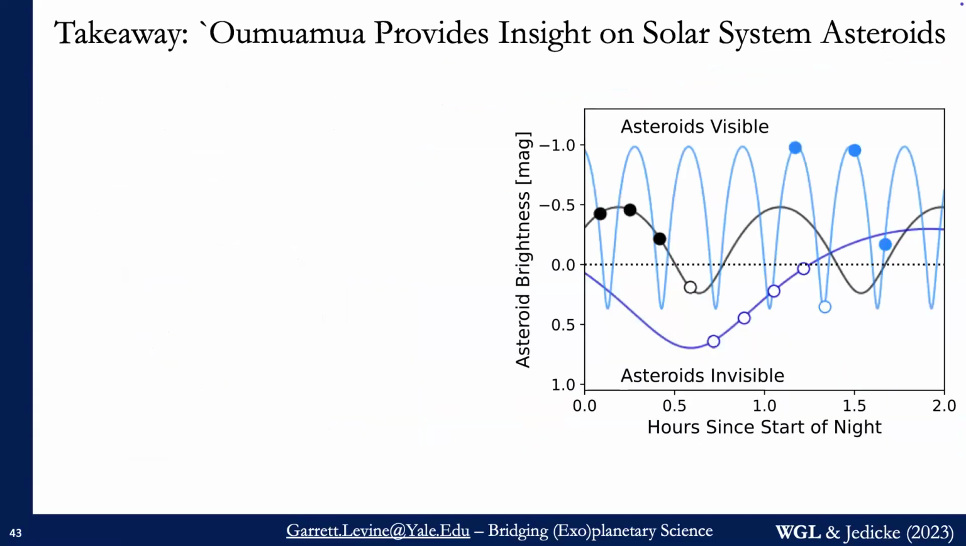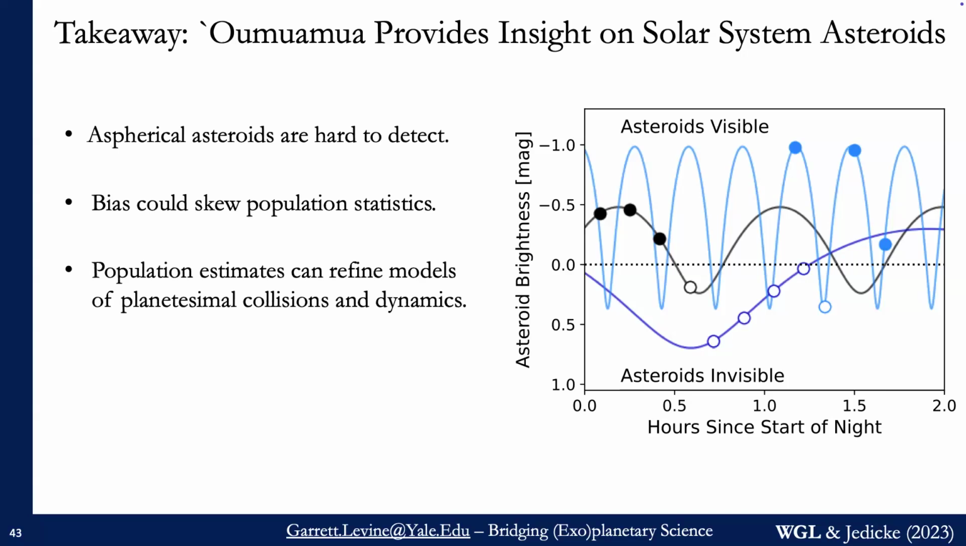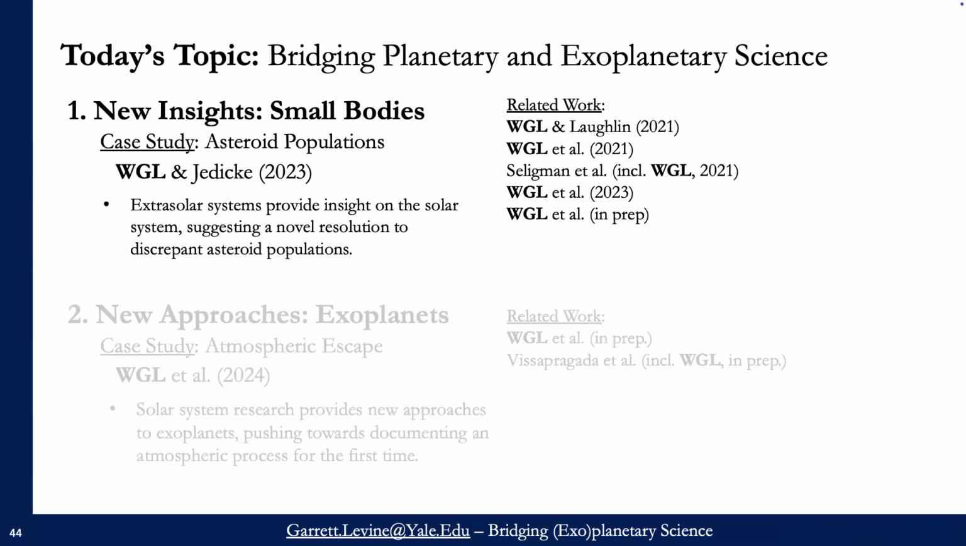SFDs back into agreement. So the takeaway here is that Oumuamua is providing insight on solar system asteroids that are helping us to constrain the populations that are serving as very strong constraints on collisional physics. So these aspherical asteroids are hard to detect, and this bias, of course, is skewing the population statistics. So that wraps up the case study here on small bodies.